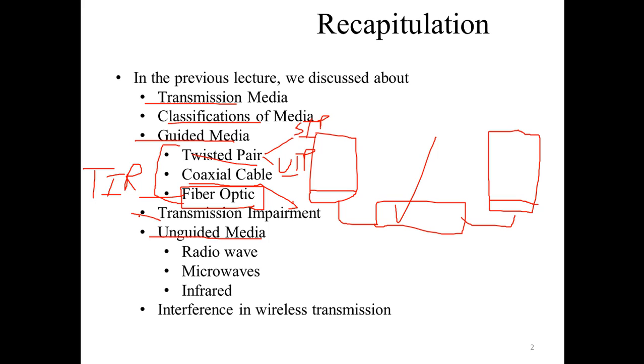In the later section of the last lecture, we discussed the unguided media, that is basically wireless media, and we discussed several types like radio waves, microwaves, satellites, infrared, and many more examples as well. And we discussed the specifications of the particular scenarios where we use radio waves, microwaves, and infrared as well. At the end of the lecture, we discussed the interference that is involved in the wireless transmission medium. So that's all for the previous lecture.